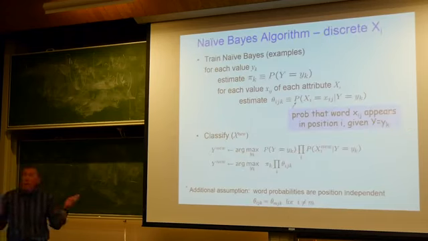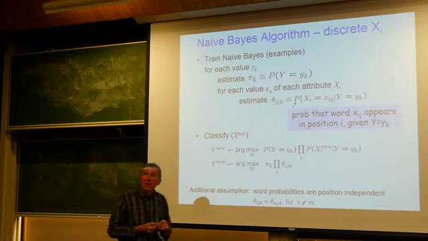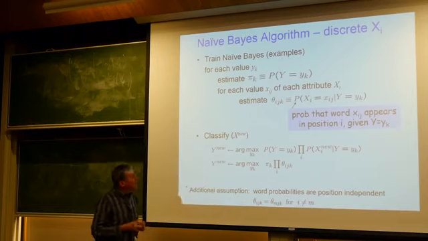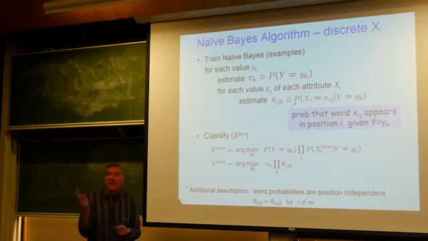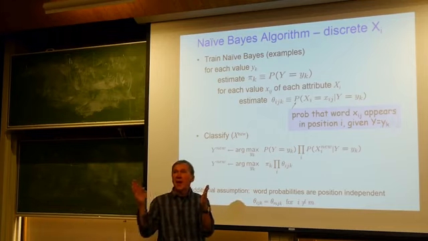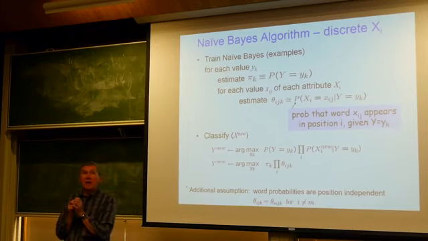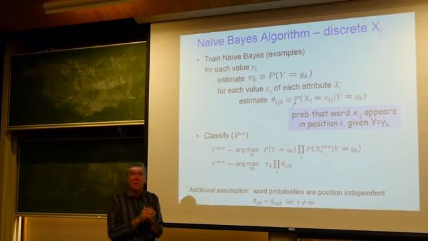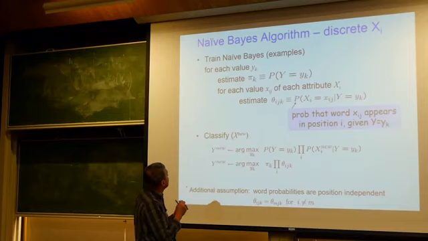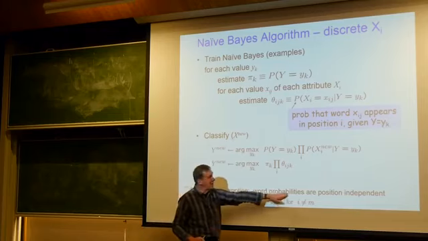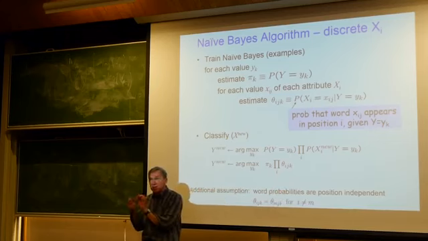Okay, so now we can do it. Here's our naive Bayes algorithm for discrete X sub i's that are no longer Boolean, but just have a discrete number of values. In the case we're talking about here, each X sub i has 50,000 values. And so we're making this additional assumption that the word probabilities are position independent, that is, they're IID.